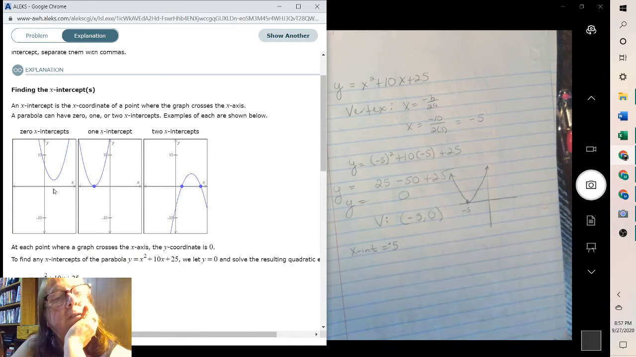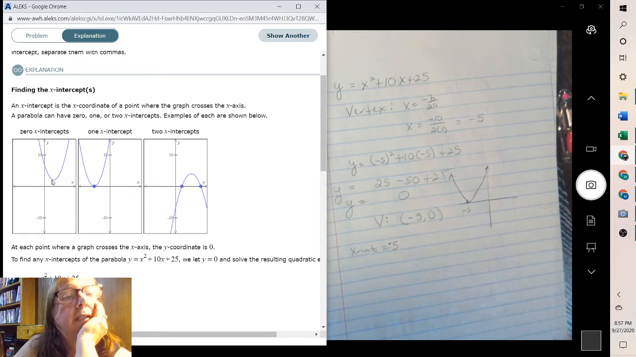See, so if you find your vertex first, like this one was not on the x-axis, and since it's going up, there are no x-intercepts. So you don't need to look for that. Over here, there's 2 of them. So by finding the vertex first and thinking about your graph, you know how many solutions there are. Let's try one more.